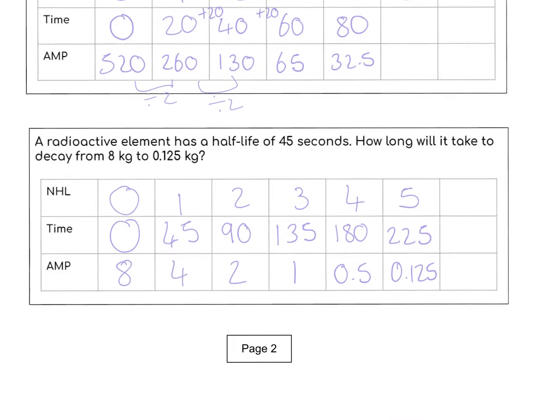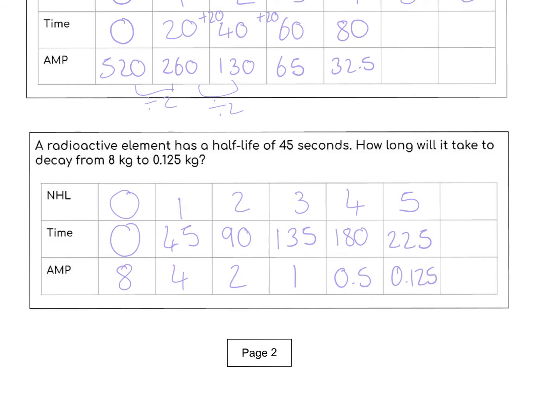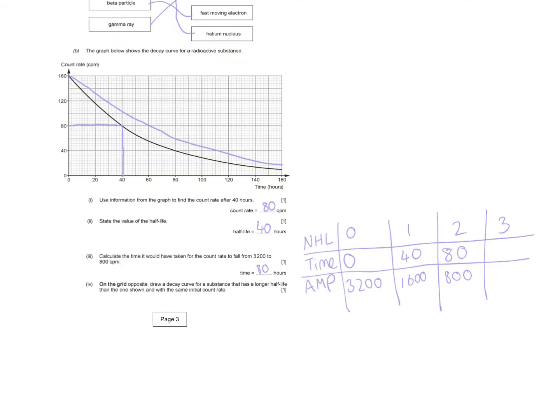Same kind of situation then for this one. Asking how long it takes to get from 8 to 0.125. Remember, you're halving it each time. These both start at 0. This is an easy column to fill out because you're just going up to, you could have gone to 6 if you wanted to. And then 45 seconds, you're adding 45 seconds each time. So you're saying that it'll take 225 for it to decay to that.